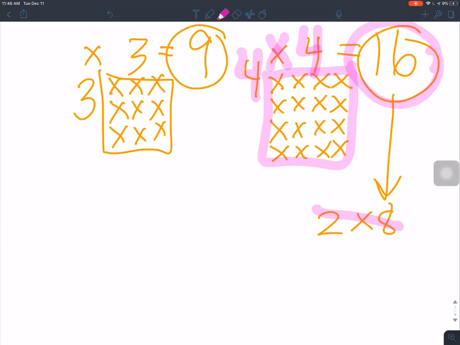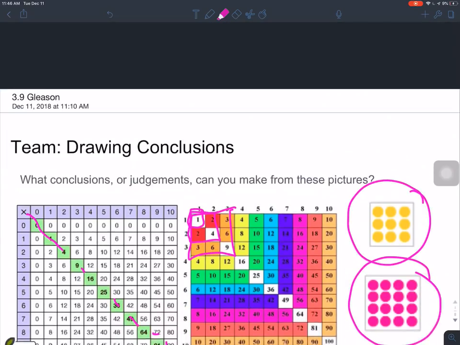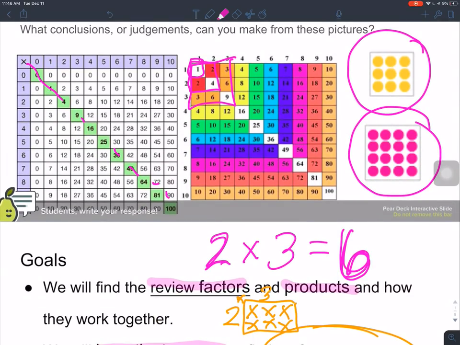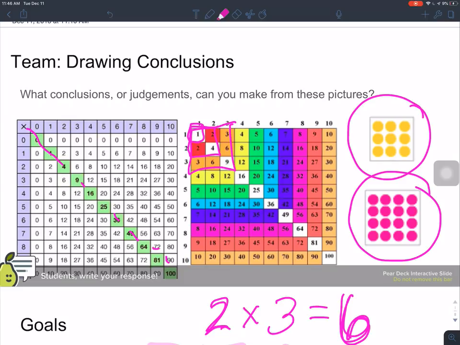Okay, now please find more perfect squares. Remember this chart? Pause the video and talk to your partner about how this shows perfect squares and what patterns you see.